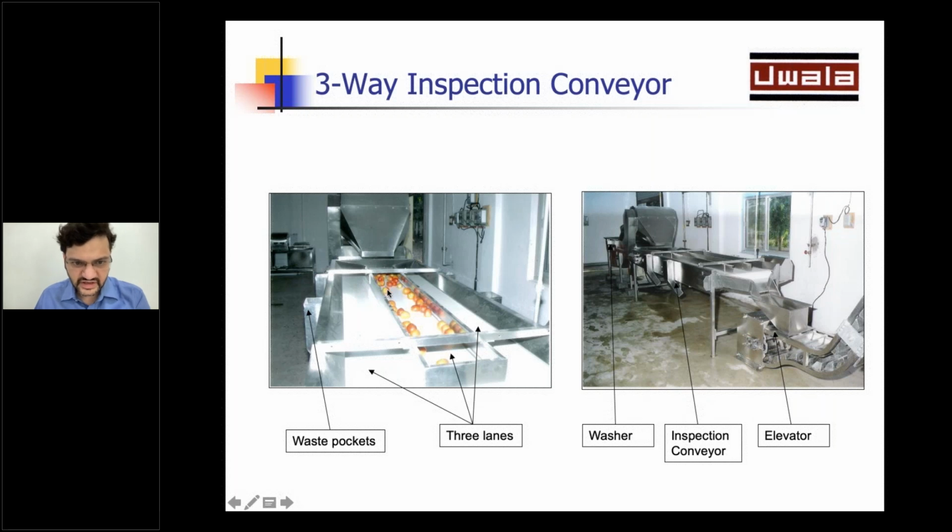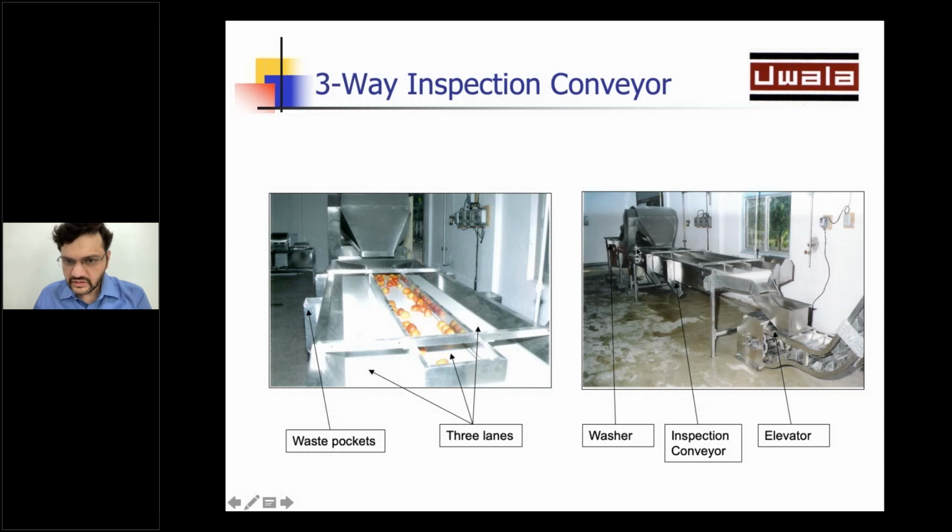If it is received in the central lane, the operators standing on both sides of the conveyor will pick up the fruit from the central lane, and as I had mentioned earlier, they will be slicing the mangoes into 3 parts and keeping the prepared mangoes in the outer lanes. And if there is any waste, that waste is dumped through the waste pockets.